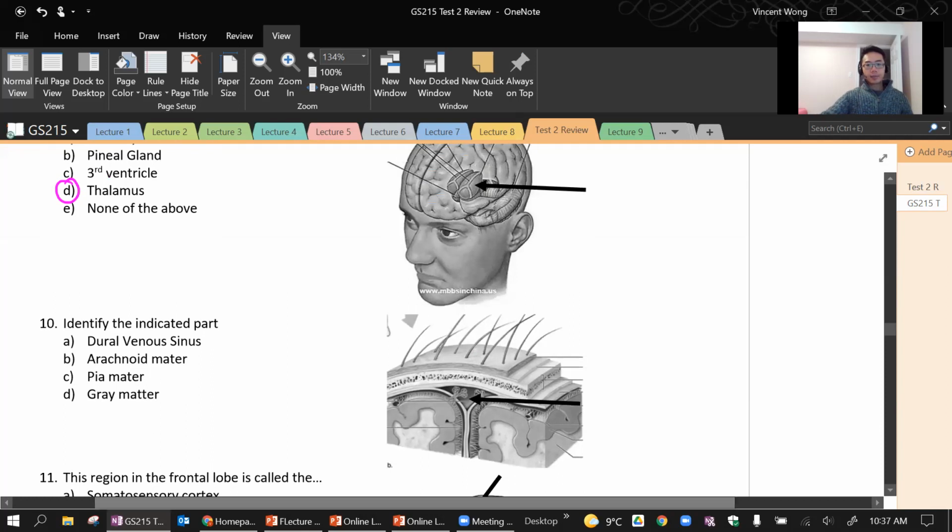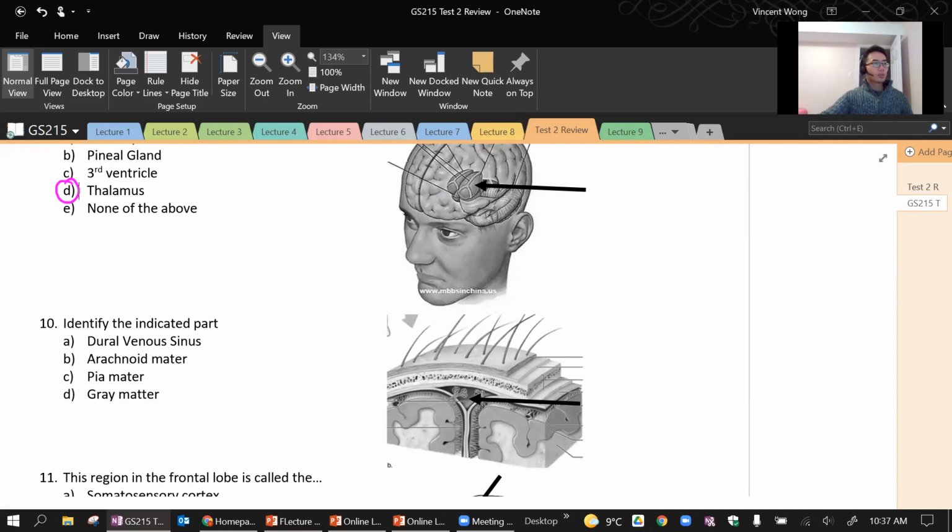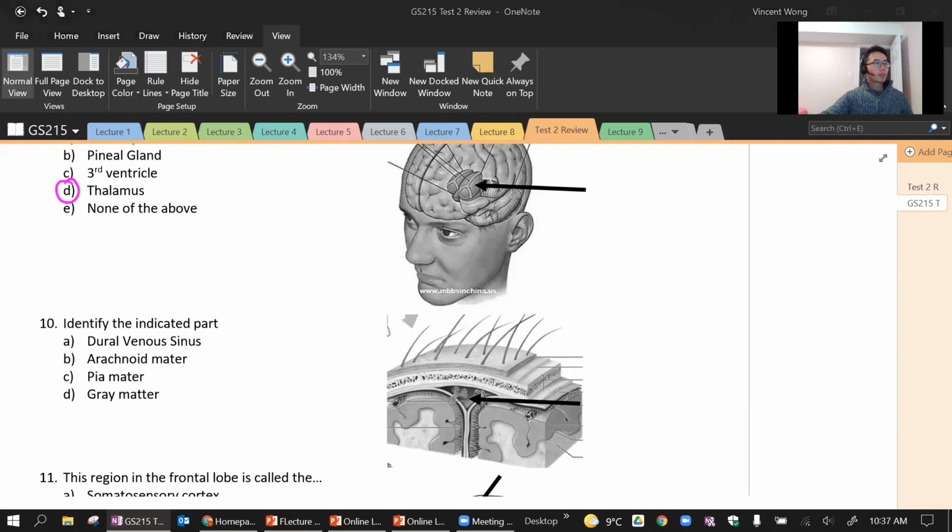Identify the indicated parts. Let's quickly do a poll and see if you know what this one is. Go ahead. What is that?